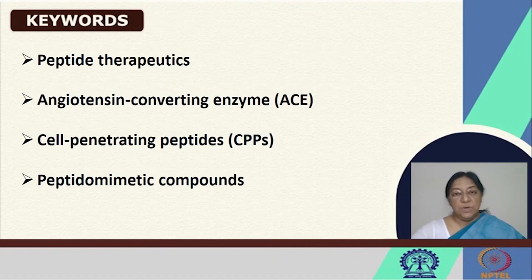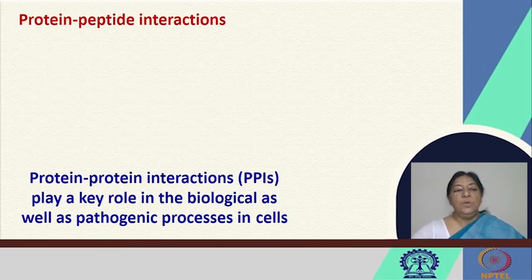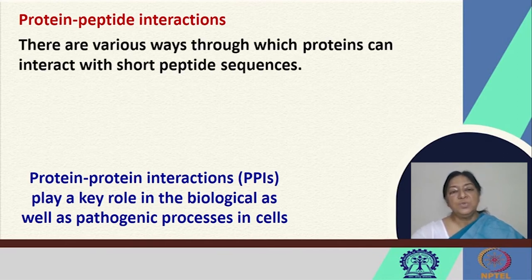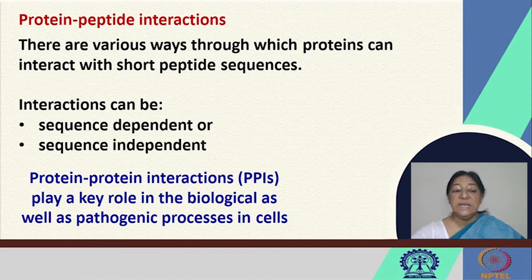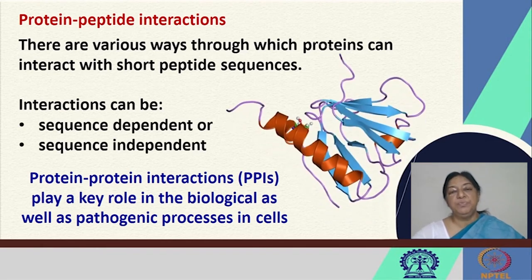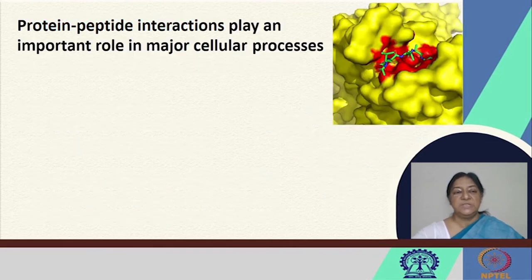These are the specific keywords that we'll be looking into. When we look at protein-peptide interactions, there are, of course, a subset of protein-protein interactions. They play a key role in the biological as well as pathogenic processes in cells. There are various ways in which these proteins can interact with short peptide sequences. Their interactions can be sequence dependent or sequence independent. Depending upon the type of protein or the type of interaction involved, we will discuss this in terms of the type of interface that is present.